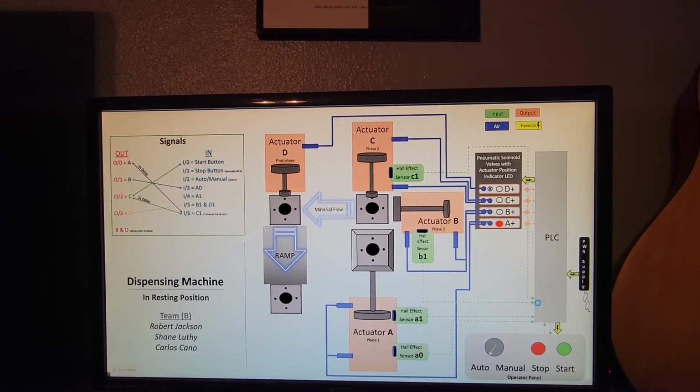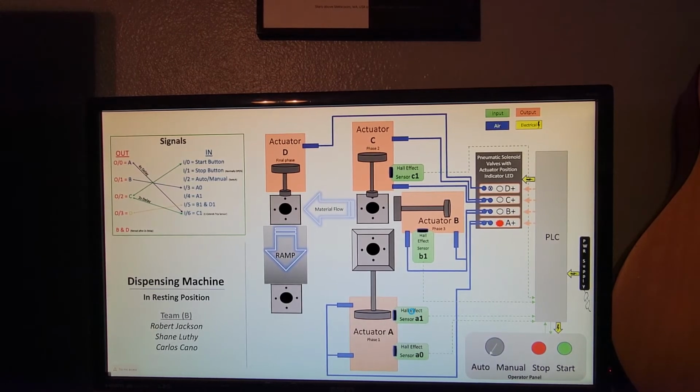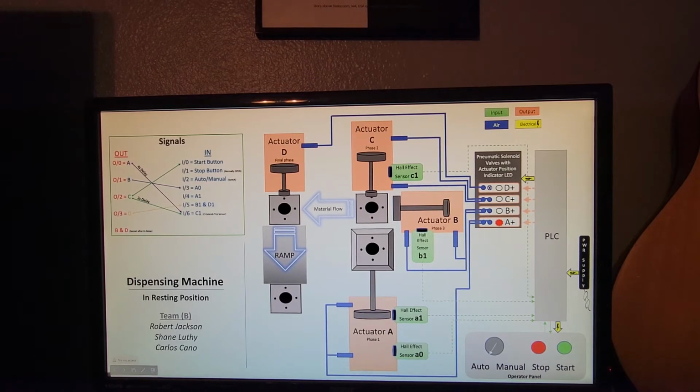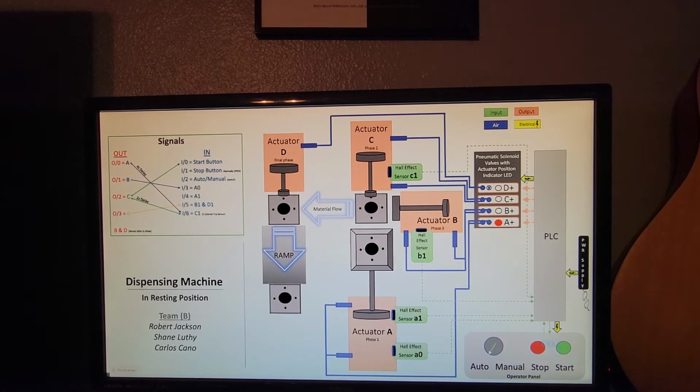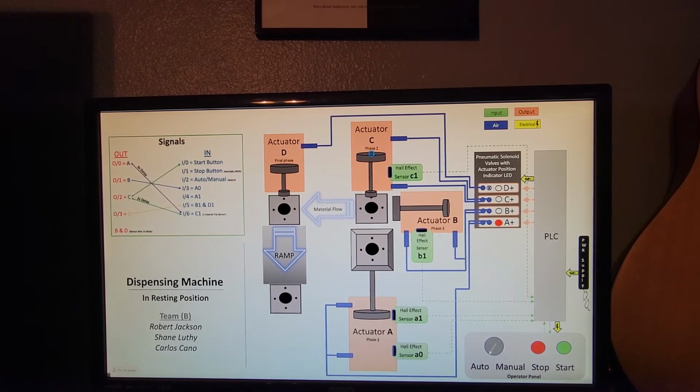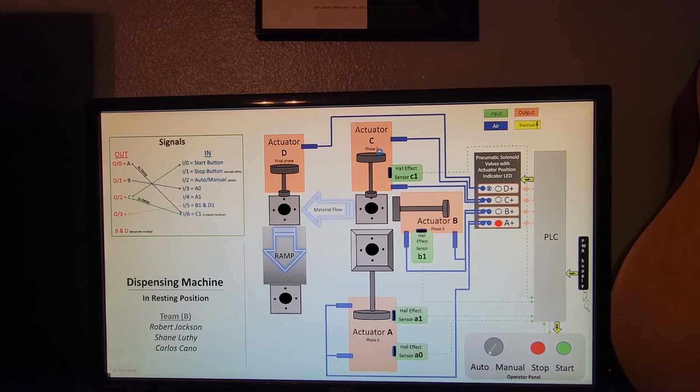So in the resting position we have the Hall effect sensor A1 setting off input to an output here, and so the pneumatic power is being displaced in actuator A, and so when the start button is hit in auto, it then starts the process by sending pneumatic power to actuator C.